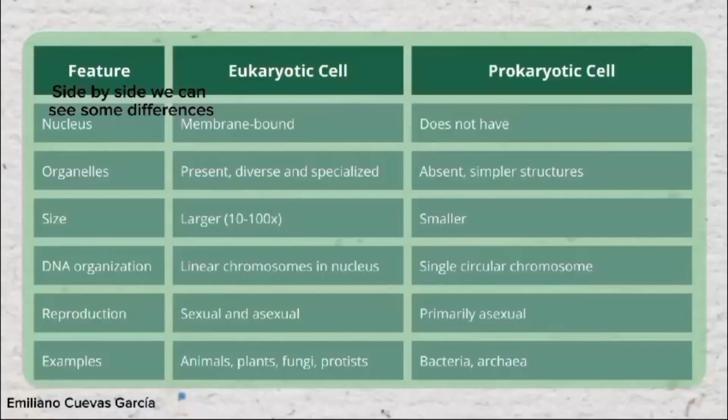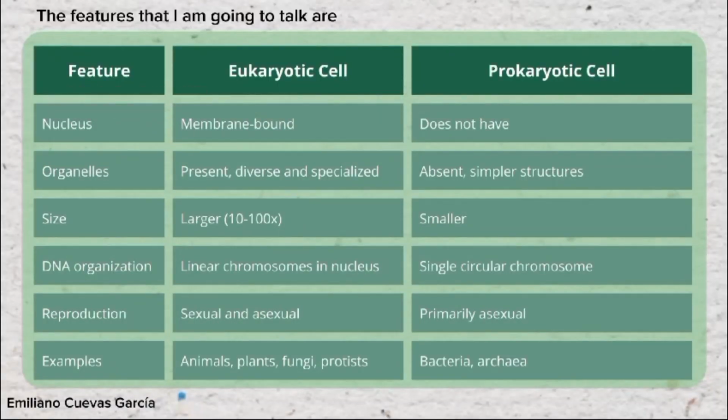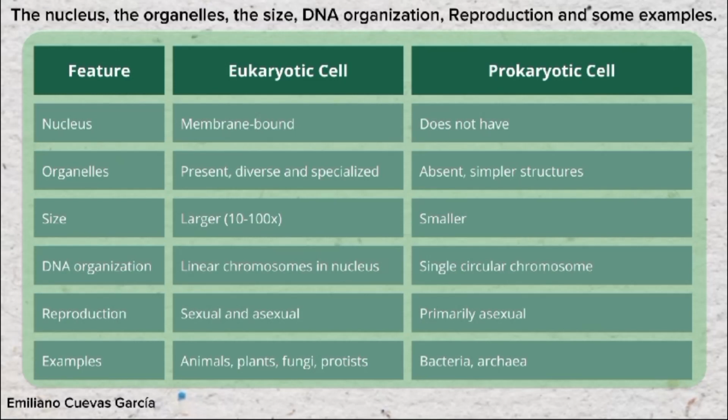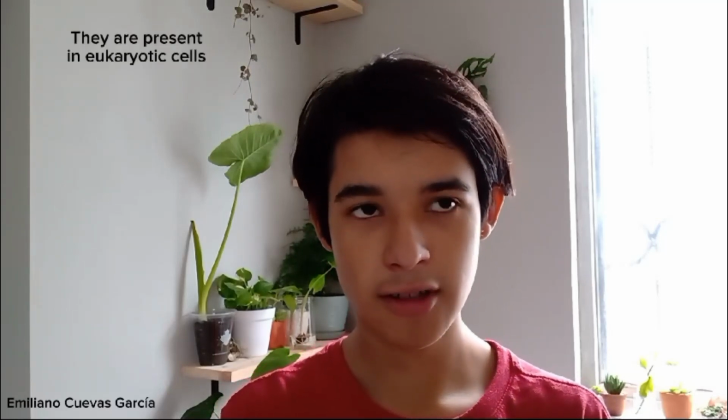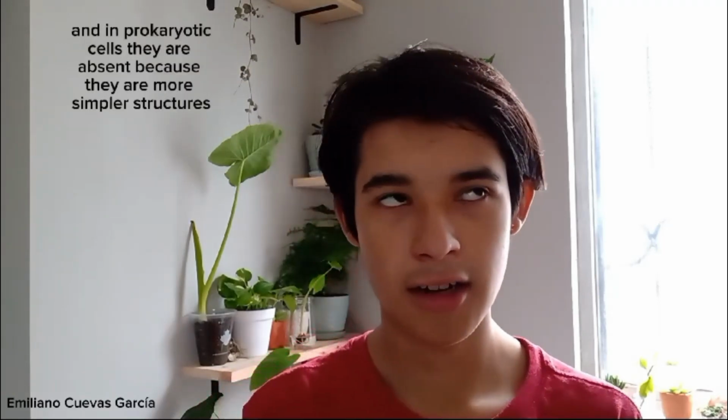If we compare the eukaryotic and prokaryotic cells side by side, we can see some differences. The features that I'm going to talk about are the nucleus, the organelles, the size, DNA organization, reproduction, and some examples of where you can find that type of cell. First, the nucleus. A eukaryotic cell has a membrane-bound nucleus. Meanwhile, a prokaryotic cell does not have a nucleus. And talking about organelles, they are present in eukaryotic cells, diverse and specialized. In prokaryotic cells, they are absent because they are simpler structures.